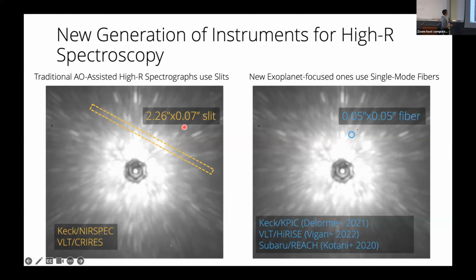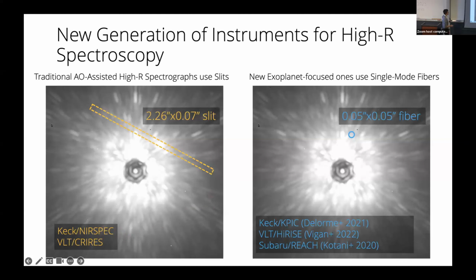So traditionally, the first high-res spectra of directly imaged exoplanets have been done with adaptive optics assisted high-res spectrographs using slits. You basically place your slit somewhere on the planet, and you find that planet in your slit using something like cross correlation and detect the planet that way. This has been done with both VLT CRIRES and Keck NIRSPEC.